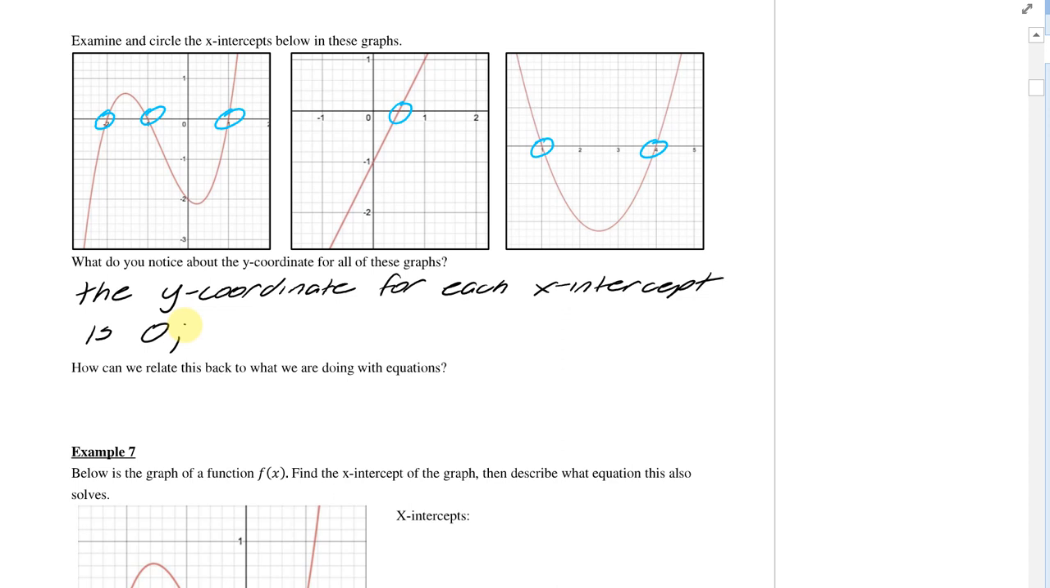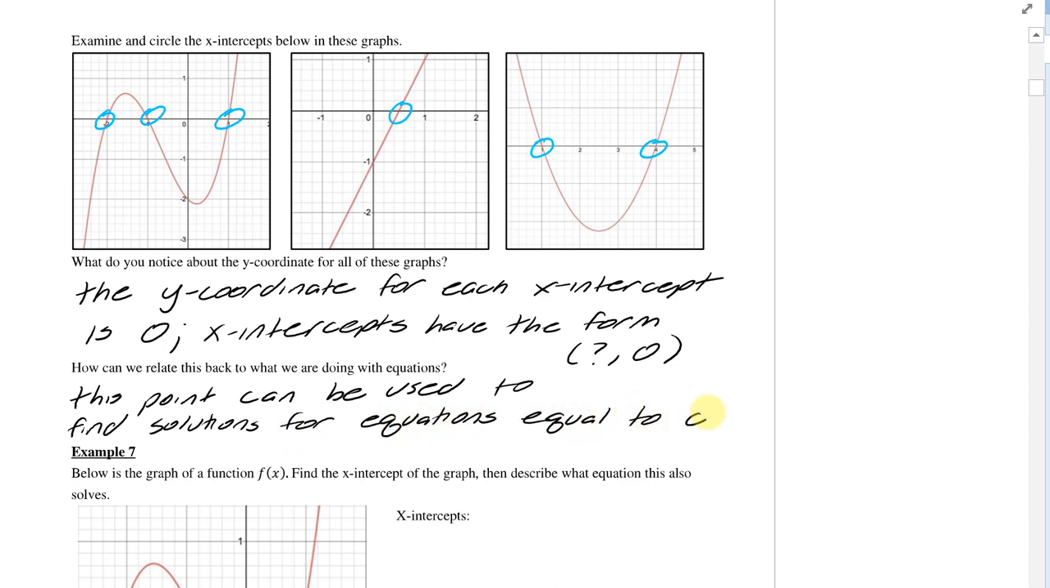So what that means is x-intercepts have the form (blank, 0), a point where you can put whatever you want in the x spot, but the y coordinate of this point will always be 0. So you can relate this back to equations in that this is actually how you find a solution for an equation that is equal to 0. I know this is kind of a weird thing to talk about, so I'm going to now spend some time showing you a few examples of this.